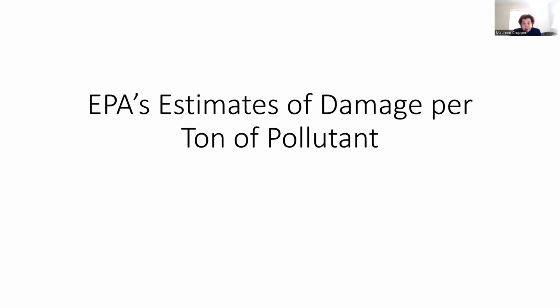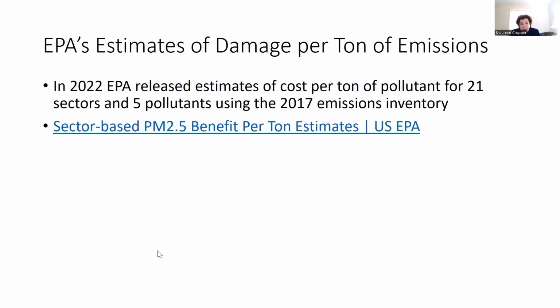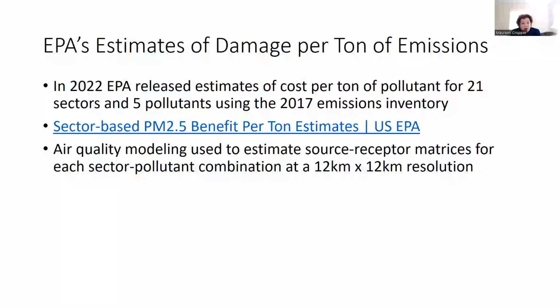So recently, EPA has released estimates of damages per ton of pollutant for many different pollutants and many different sectors. As the slide says, in 2022, EPA released estimates of the cost per ton of pollutant for 21 sectors. You'll see the results in a minute. And for 5 pollutants, using the 2017 emissions inventory. My slides are going to be made available, and when you get them, you can click on the link and actually see the website that describes all this.